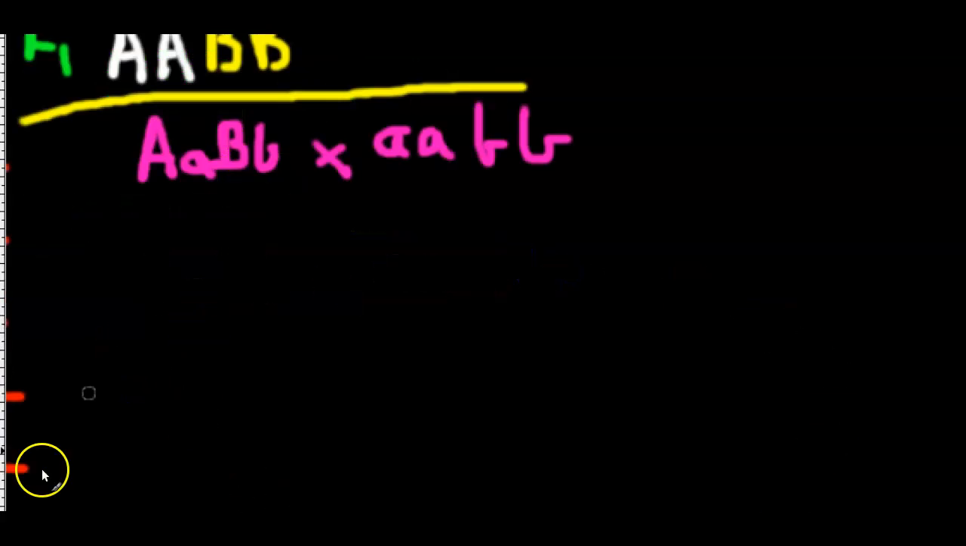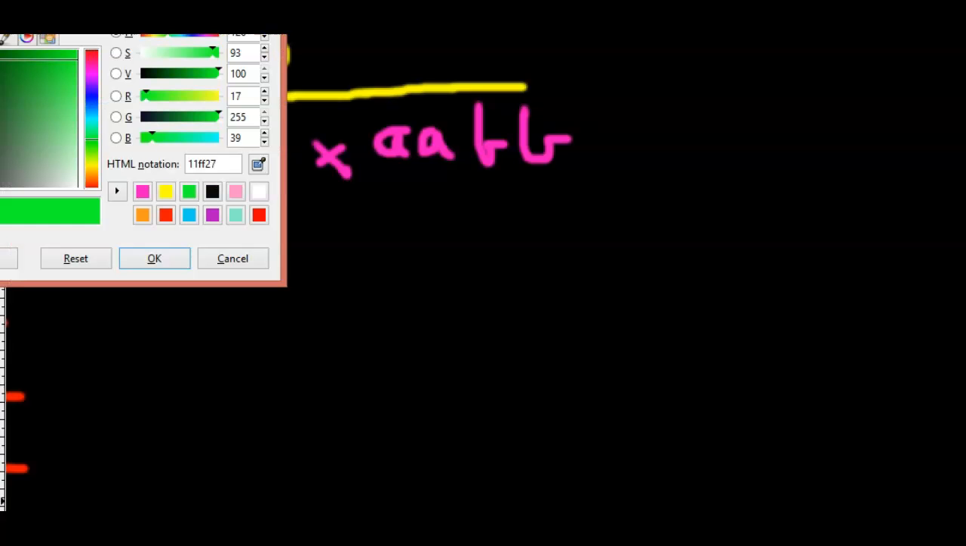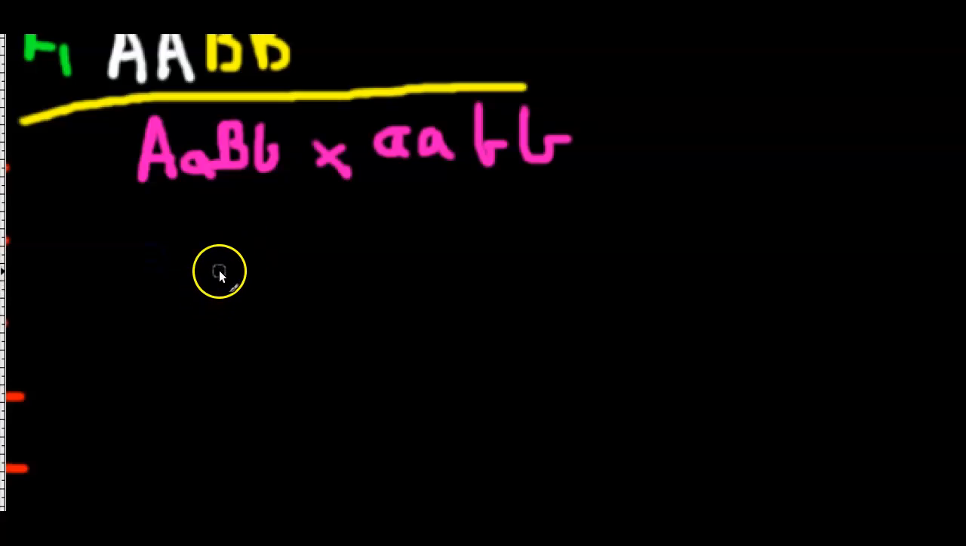So let's set up our Punnett square and do our FOIL method.